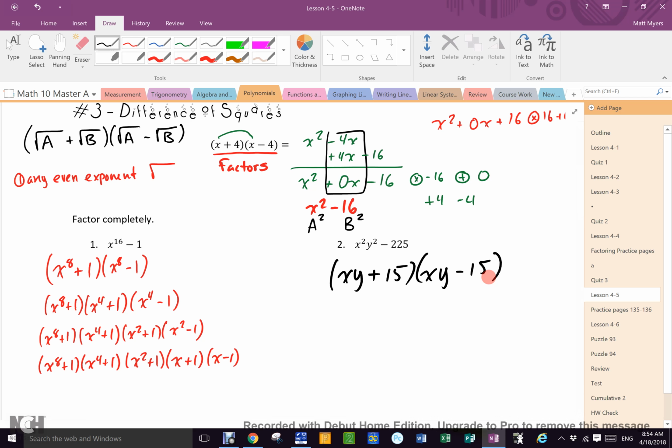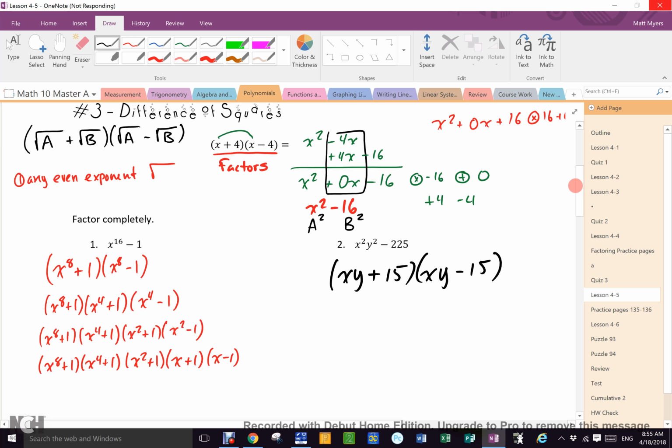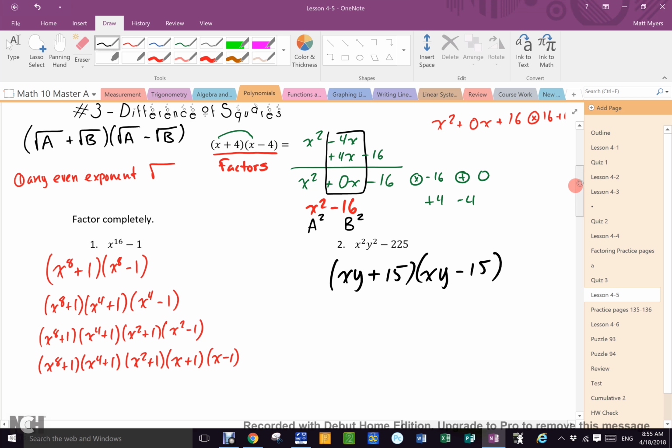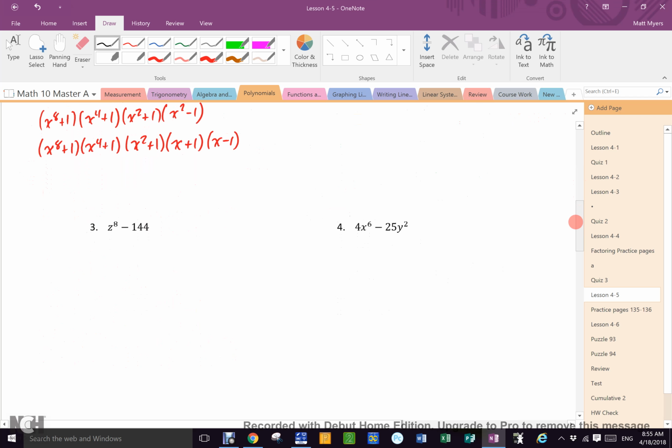Will it stay this easy? It will stay this easy. Will it stay this simple? It'll get more complicated, won't it? Look at number 3. Number 3 looks weird, yes? What's weird about it? It's a Z, it's not an X, and it's an 8.